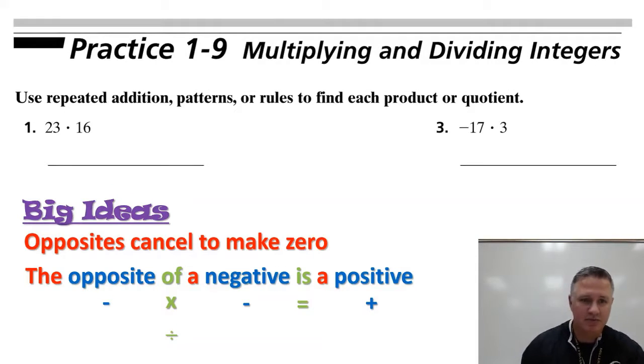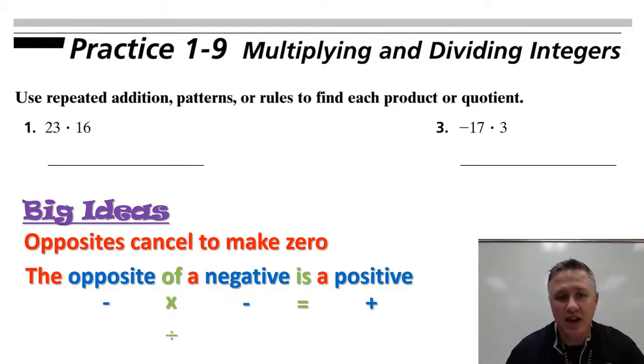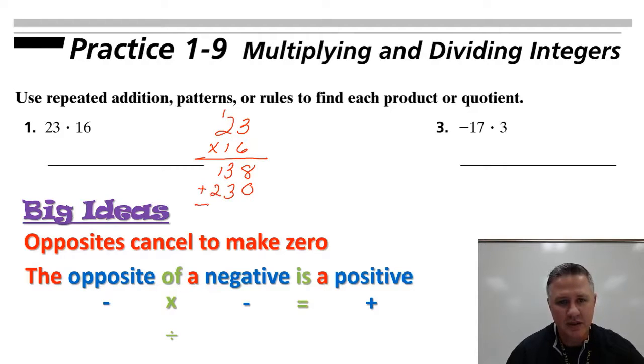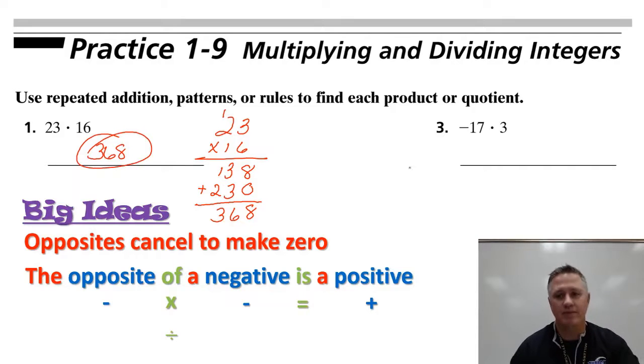Okay, so let's look at these problems and see how you did on this assignment. 23 times 16, there's a lot of ways to do it. I'm just going to do it old school. 6 times 3 is 18, carry the 1. 6 times 2 is 12, add the 1, you get 138 for the first row. Put a 0 in the place value so your place values line up. 1 times 3 is 3, 1 times 2 is 2, and then add those two together: 368. That is one way to solve that problem.